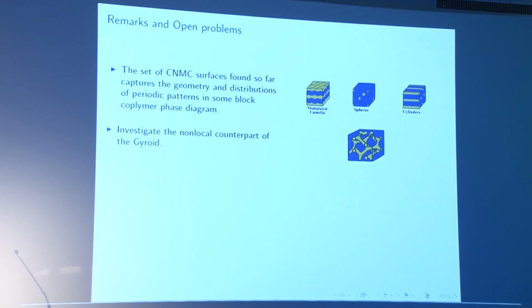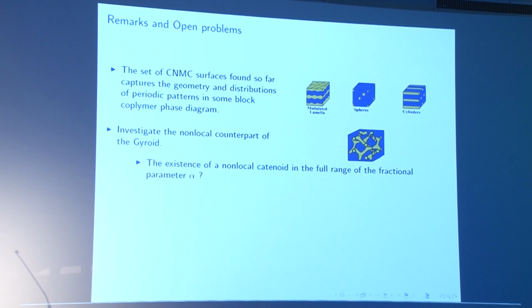The natural question one would ask is, what about the gyroid? The gyroid is a triply periodic surface that comes in the phase diagram in block copolymers in between the lamellae and the cylinders. And then the interesting question also is the existence of the non-local catenoid in the full range of parameters.